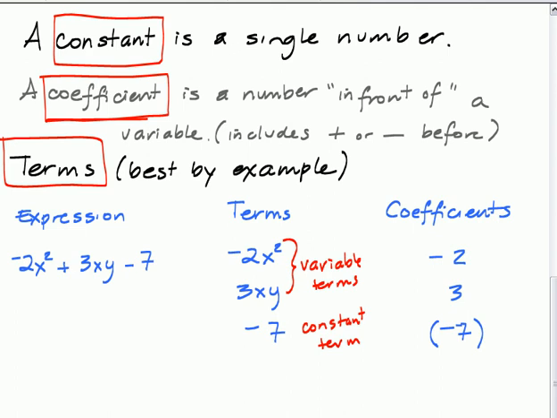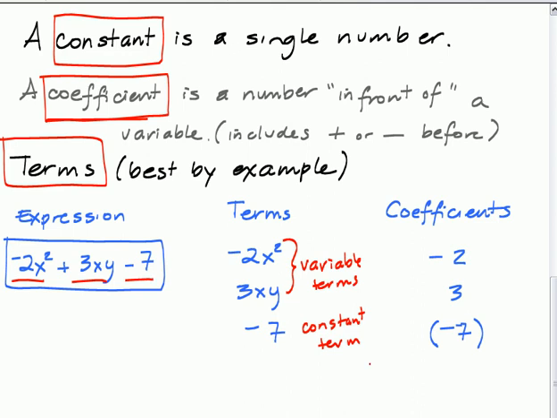Finally, terms, and this is very important, but I'm not going to give you the definition from the book. I think it's best just to look at a couple examples, and then you'll get a feel for what are terms. So in this first example, I have an expression, negative 2x squared plus 3xy minus 7. Okay. Do you see, if I tell you that there are 3 terms there, you go, oh yeah, I can see that. There's this term, and this term, and you'll see that I've listed those under terms.